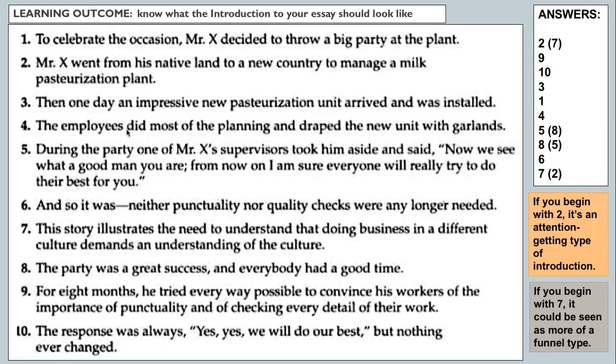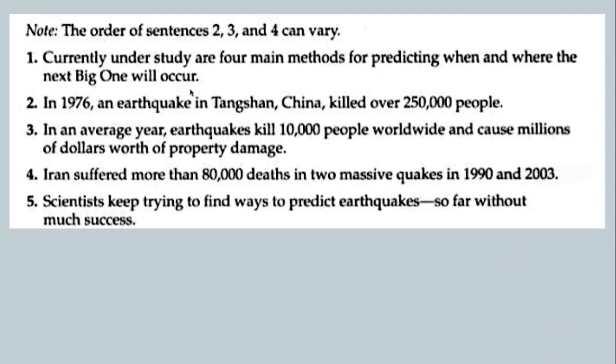Why does 4 follow 1? Mr. X decided to throw a big party at the plant. The employees did most of the planning. Okay, so clearly the sentences indicate that there's a succession of events. The events come in a certain order. And it's important to look at the language here to figure out the order of events. And another one. Okay, and we see there's some variation in the middle here. Take a moment, pause it, give it a try.